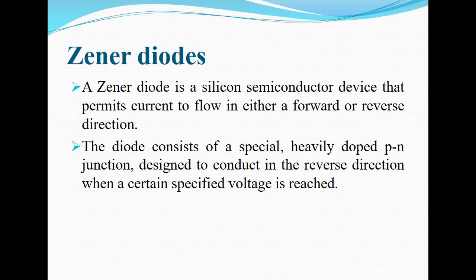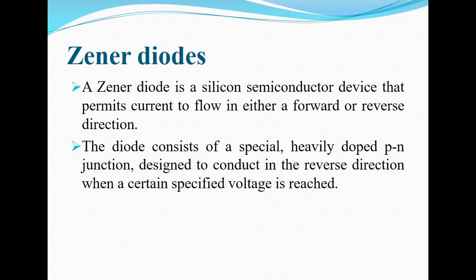So now we are talking about the Zener diode, and the Zener diode is different from the normal PN junction diode because Zener diodes are heavily doped as compared with normal diodes. A Zener diode is a silicon semiconductor device that permits current to flow in either a forward or reverse direction. The Zener diode consists of a special heavily doped PN junction, as I said earlier, designed to conduct in the reverse direction when a certain specified voltage is reached.